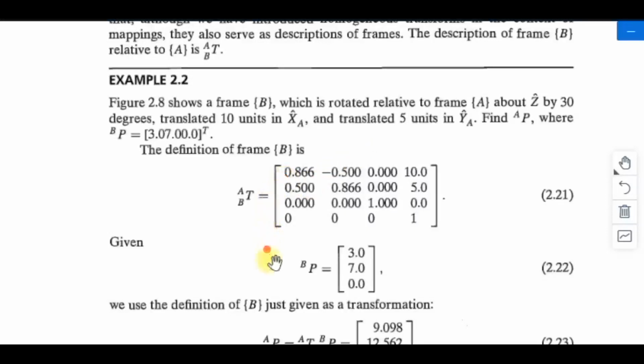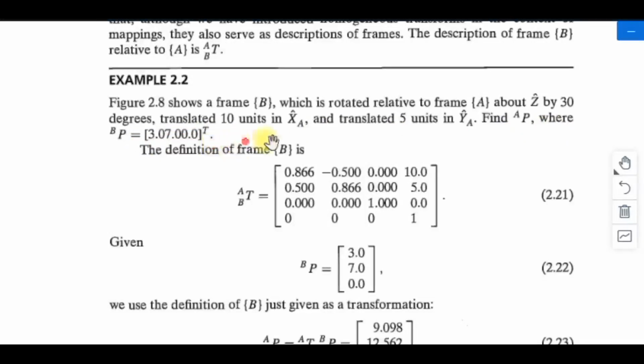So the BP is given, and here Z is by 30 degree. So the frame B is rotated relative to frame A about Z by a 30 degree angle. Now translate 10 unit in XA and translate 5 unit in YA and find the AP, where the BP is given.